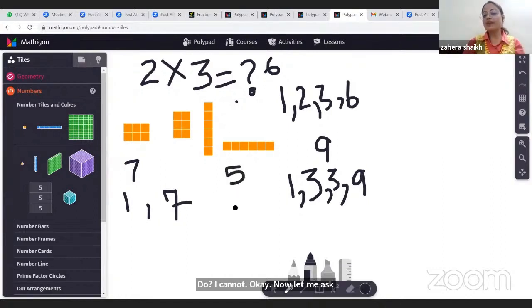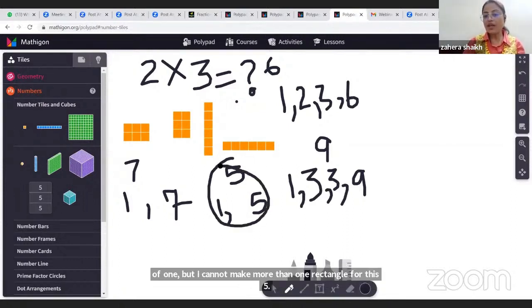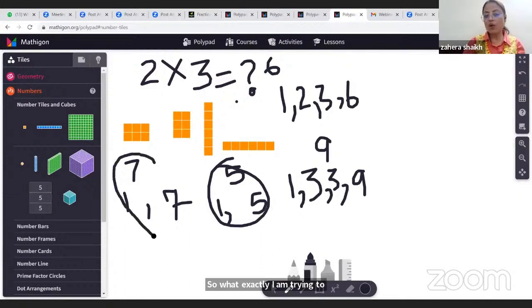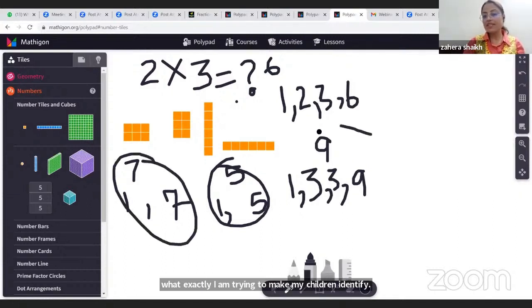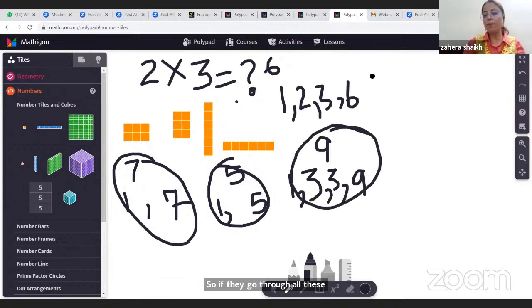Now let me ask about 5. How many rectangles can you create for 5? I can make one rectangle of one group of 5, or 5 groups of 1, but I cannot make more than one rectangle for this 5. So what exactly am I trying to make my children identify? If they go through all these results and observe a pattern, what pattern can they make out of this? They can say 6 has more than one rectangle, 9 has more than one rectangle, but 5 and 7 have only one rectangle.